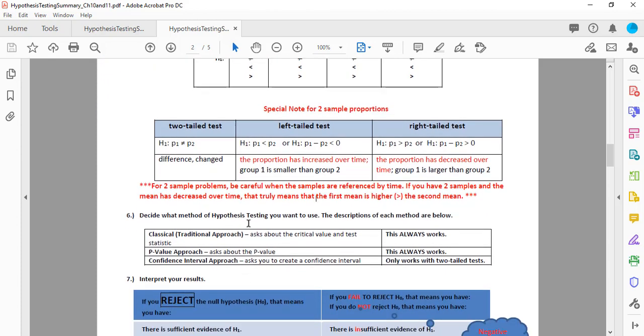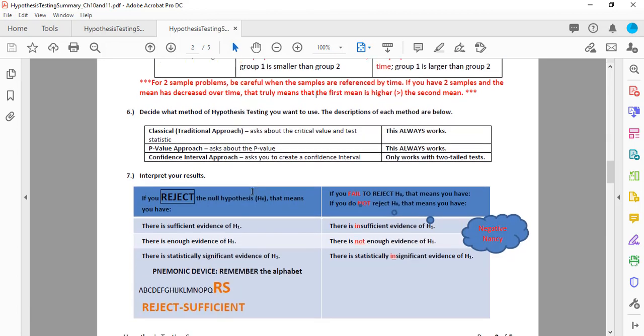Next, you decide on which type of hypothesis testing method you want to use. Your classical approach is going to always ask you about a critical value and a test statistic. This method always works no matter what kind of problem you have, left tail, right tail, or two tail. You have your p-value approach. That's always going to ask you about a p-value. This method always works as well. And the method we're talking about in this video is the confidence interval approach. It only works with two-tailed tests, so you always have to have those keywords of, are the values different? Have the values changed?